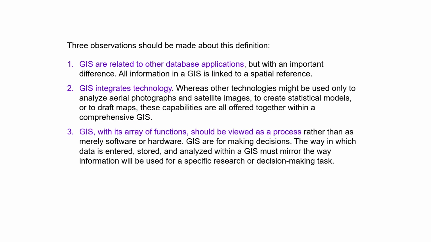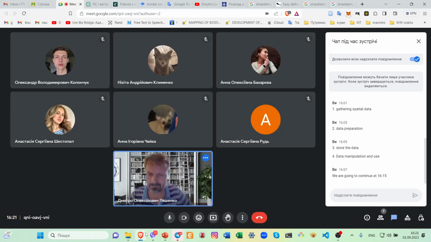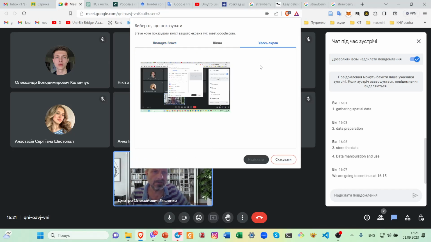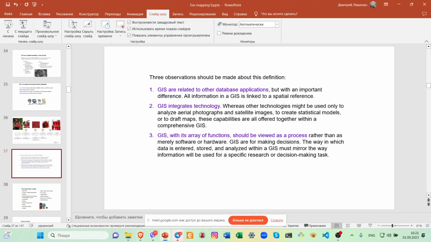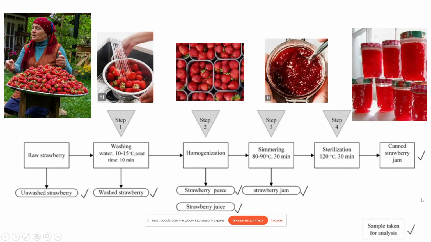We can see your screen. Sorry. Here we are. Yeah. So, do you like this algorithm of strawberry jam creation? Yeah.